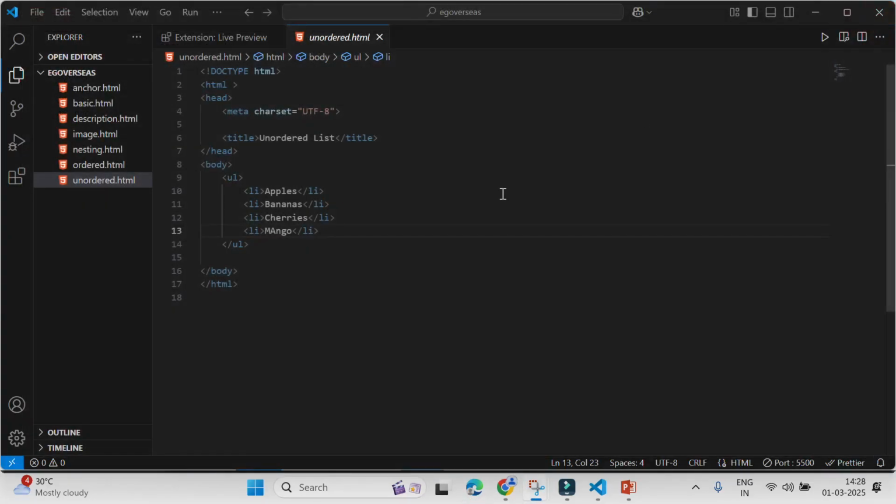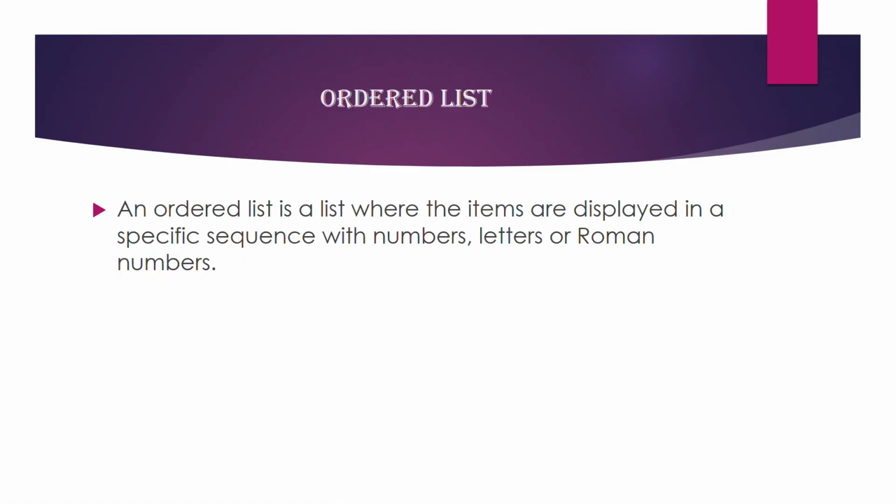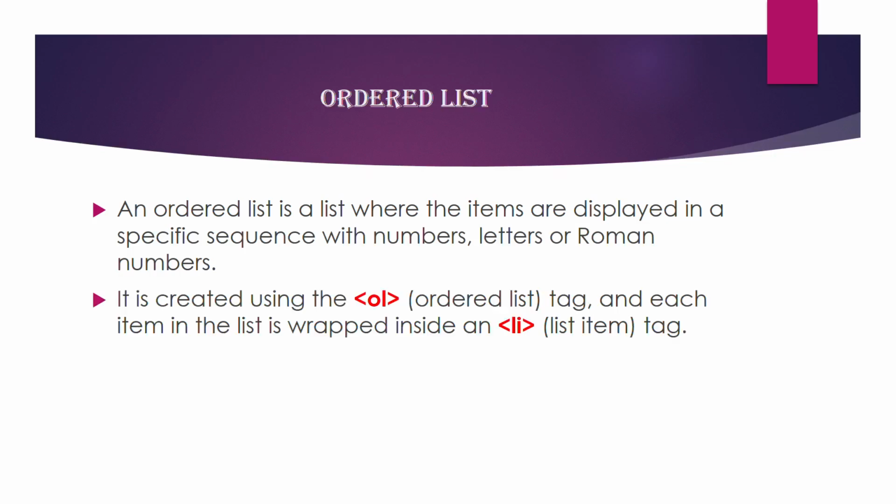Let's just head over to the next type of the list element. The second type is the ordered list. An ordered list is a list where the items are displayed in a specific sequence with numbers, letters or Roman numerals. It is created using the OL tag, and each item in the list is wrapped inside an li tag, just like the unordered list.